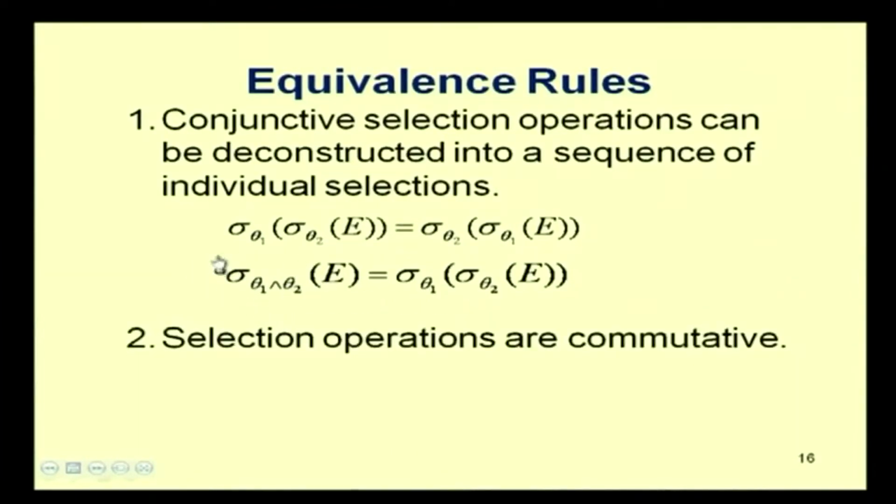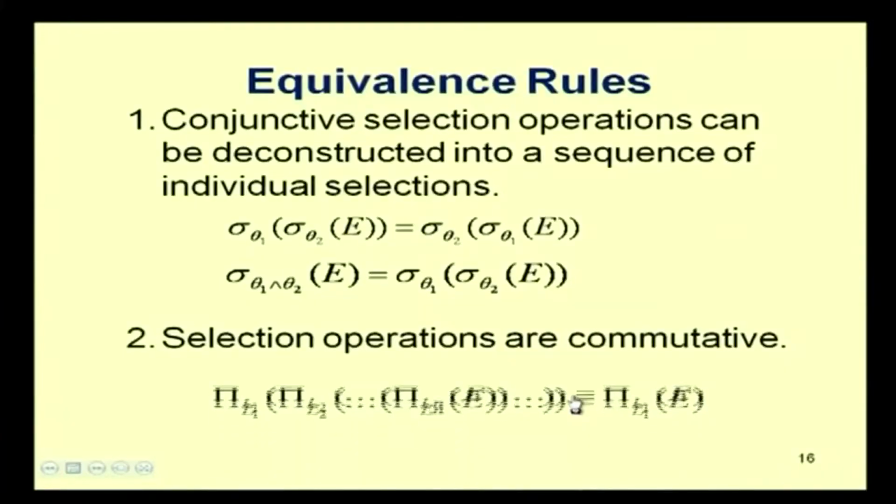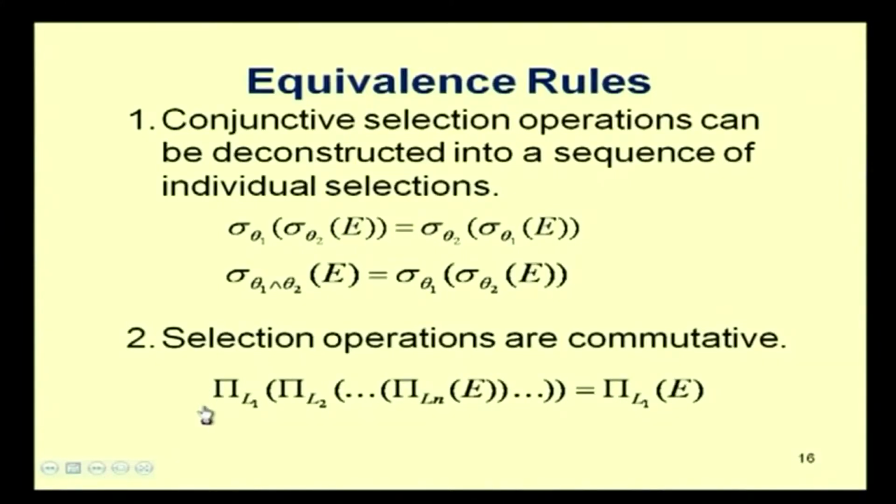So, here what you do, you first select the tuples that satisfy one of the conditions, and then from those tuples you select those that satisfy the next condition. So, this is one way of doing this. Selection operations are generally commutative, and this is the equivalent relational algebra expression. So, this is replaced by a single expression.